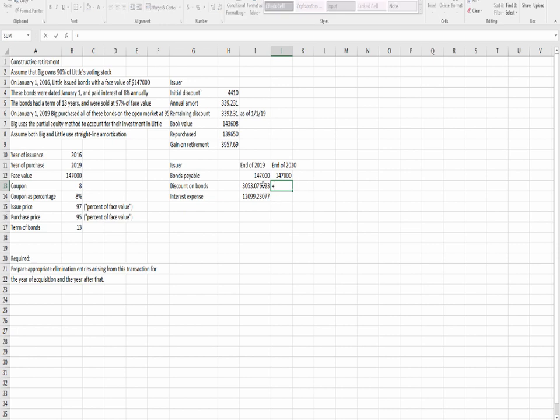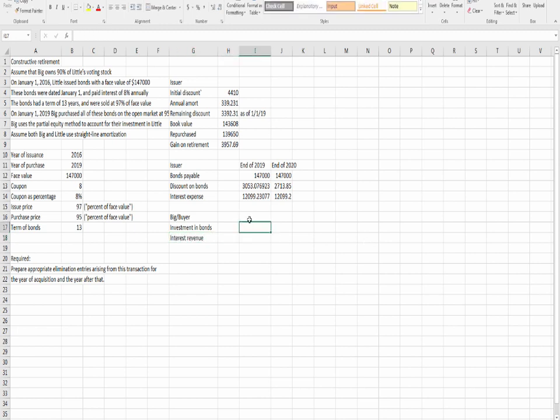Discount on bonds for the second year, they have another year's worth of amortization, so that's falling by $339 per year. They're using straight line amortization, so the annual interest expense is the same thing every year. Let's see, Little was the issuer, Big is the buyer. Now what does Big the buyer have? They've got their investment in bonds, and they've got interest revenue.